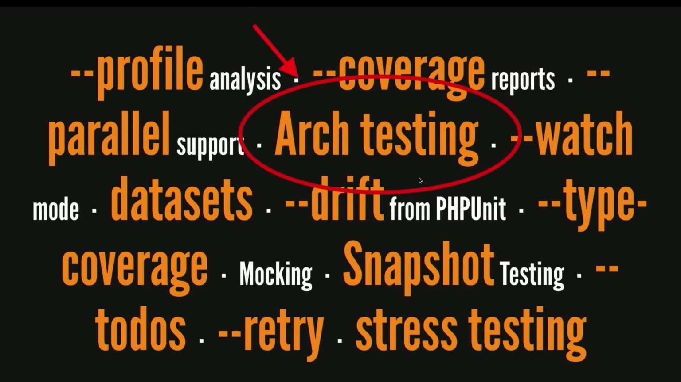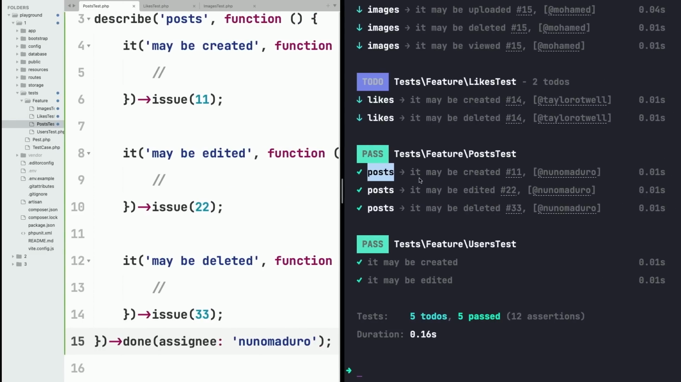Now, the next feature is about architectural testing. So I want to showcase to you what we currently have on Pest 2 already regarding architectural testing. Architectural testing is by far one of the most popular plugins we have in the Pest PHP community, because basically it ensures consistency in your code. Let me just quickly demo architectural testing for you.